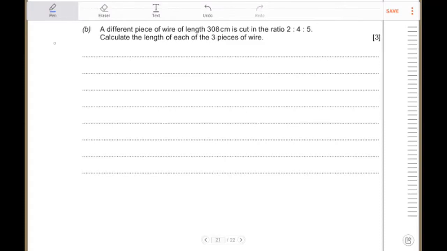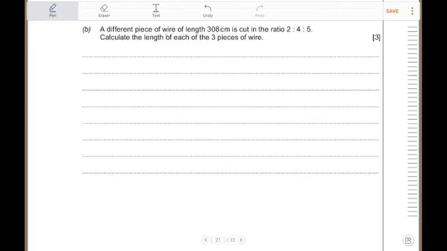Okay, this is the second part of a question from the WJEC GCSE Mathematics Numeracy paper, from a practice paper, and it's involving sharing an amount in a given ratio. Okay, so let's read the question and let's have a go.